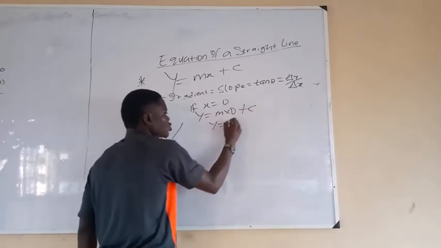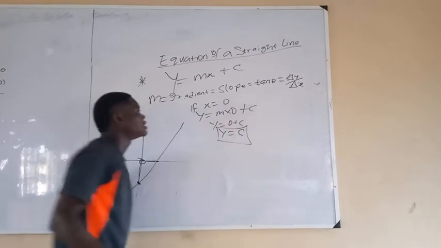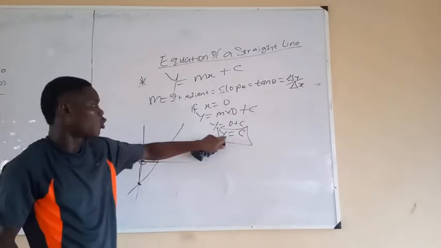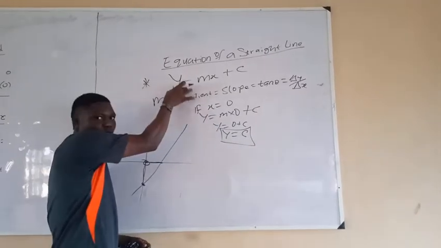We'll have y is equal to 0 plus c, and y is equal to c. That's how we know that this is the intercept on the y-axis. To get the intercept on the x-axis, y has to be 0.